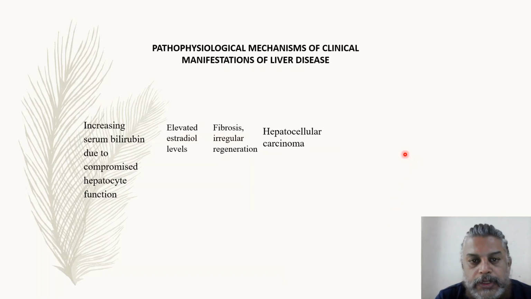The pathophysiological mechanism of clinical manifestations of liver disease can be classified broadly into: increasing serum bilirubin due to compromised hepatocyte functions; second, elevated estrogen levels; third, irregular fibrosis or regeneration; and in the last, if the liver cell is not actively functioning, hepatocellular carcinoma.